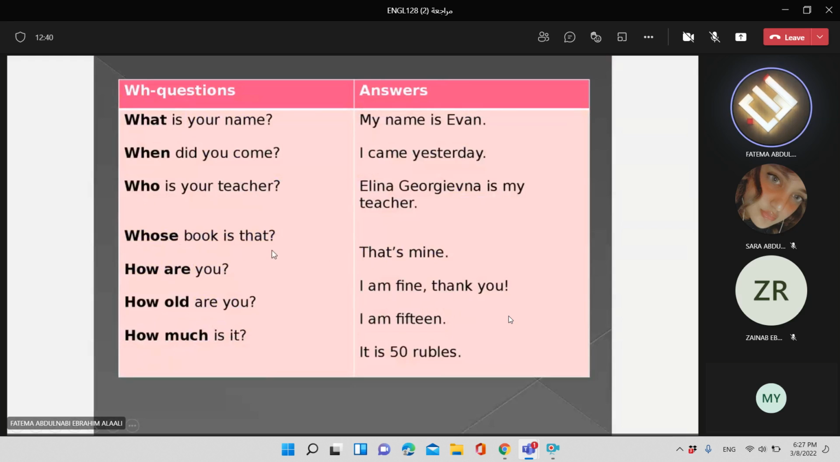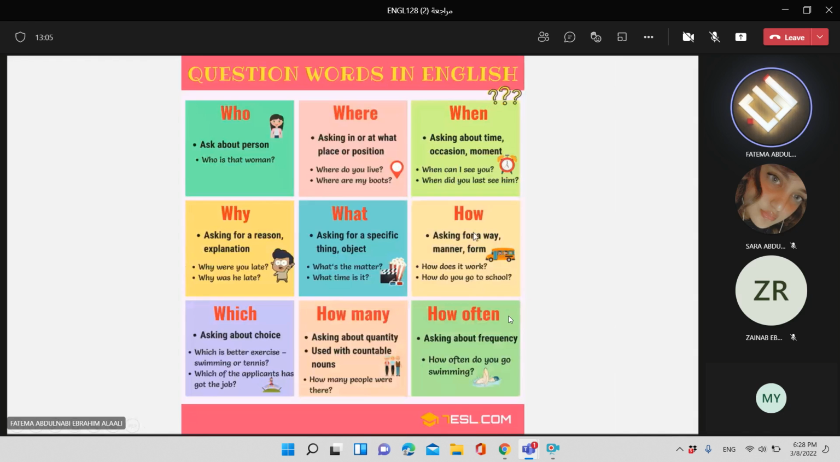Whose book is that? Whose, we use it for possessive things, to show the ownership of something or someone. How are you? I am fine, thank you. How old are you? I am 15. How much is it? It is 15 rubles. As I said, how asks for a way, manner, or form.